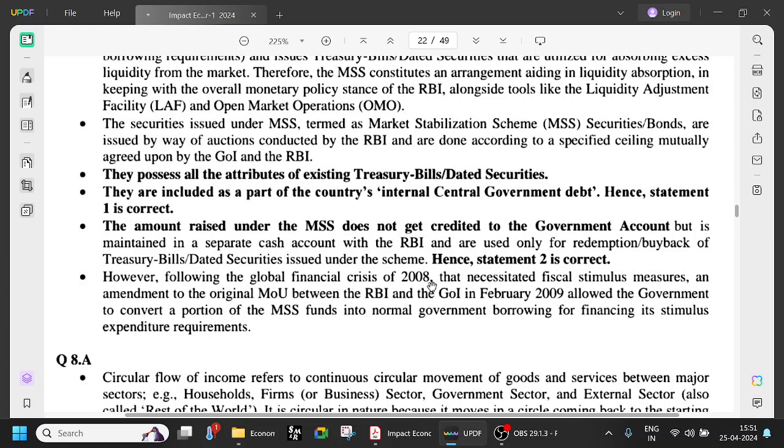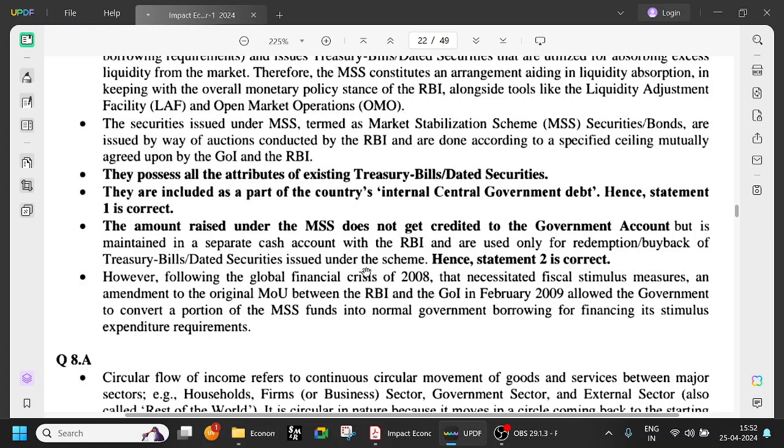However, following the global financial crisis of 2008, that necessitated fiscal stimulus, people were not having money, so the government had to pump more money into the market. It gave many fiscal stimulus measures. There was an amendment to the original MOU in February 2009, which allowed the government to convert a portion of the MSS funds into normal government borrowing for financing its stimulus expenditure requirements. So in 2009, part of the MSS funds was taken by the government for financing the stimulus expenditure.